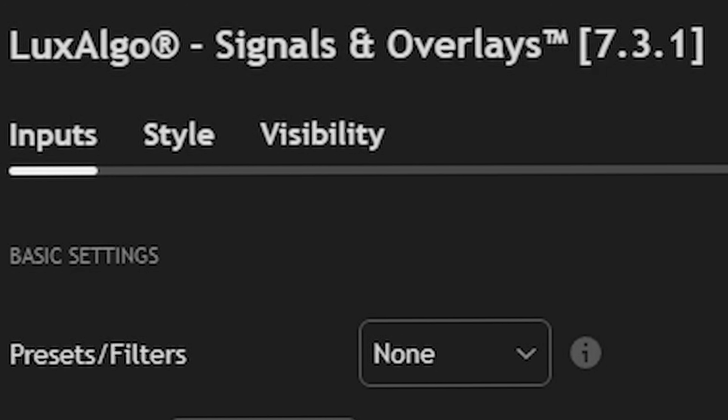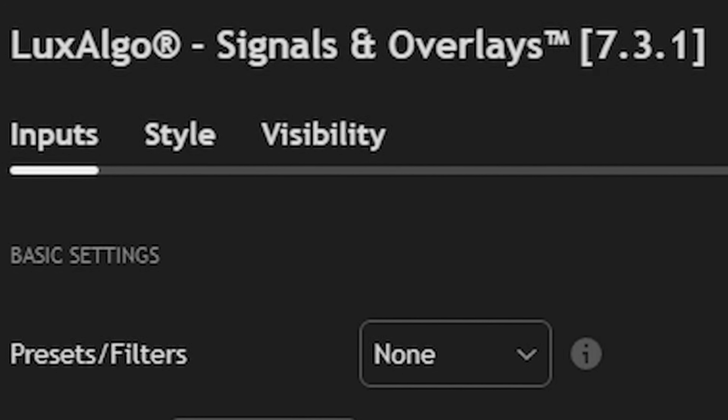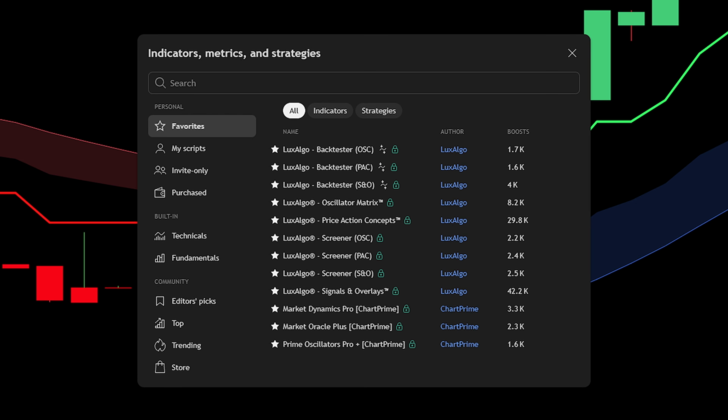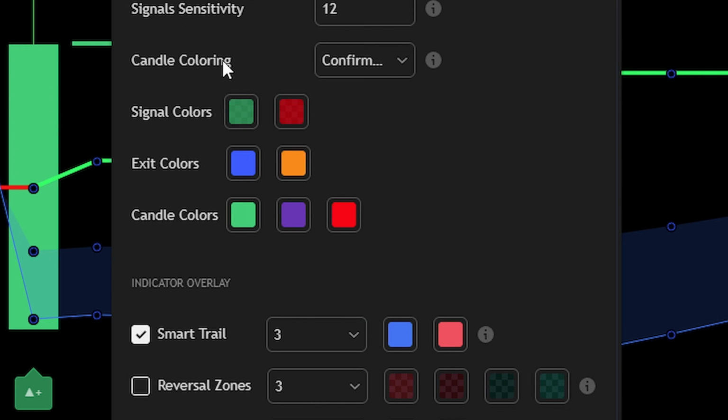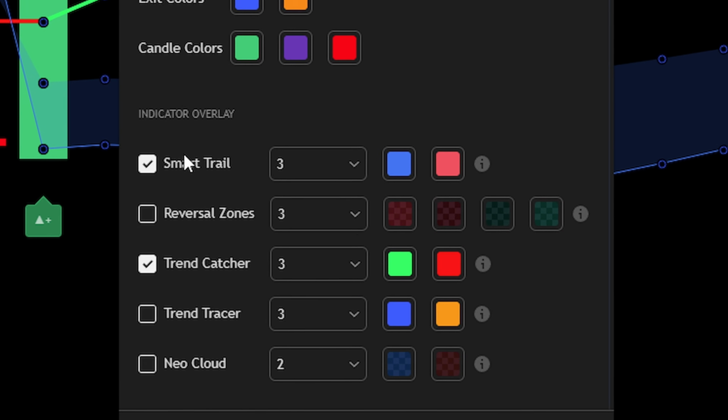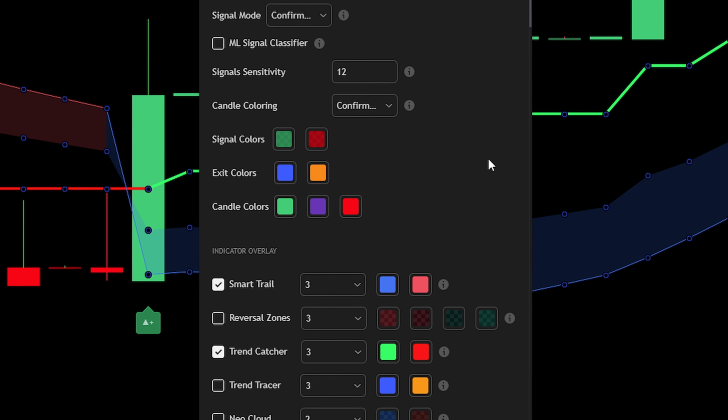We are going to use only one indicator, which is LuxAlgo signals and overlays. This indicator has more than 42,100 boosts on TradingView. The setup combines the Trend Trader preset, confirmation and exit signals, candle coloring, the trend catcher, and the smart trail cloud. Each part gives us a different confirmation before we enter a position.